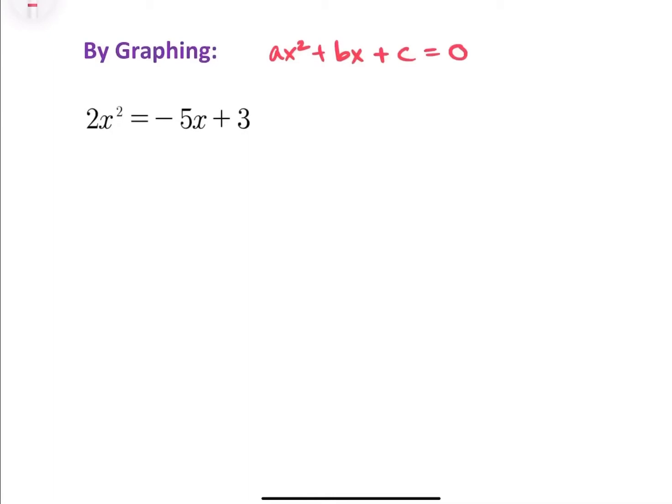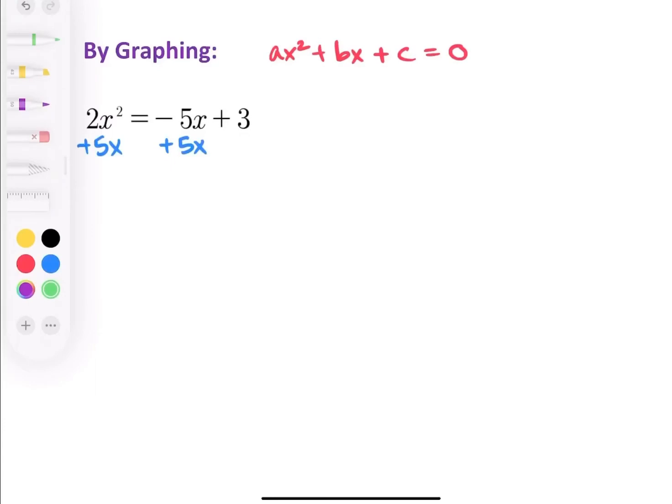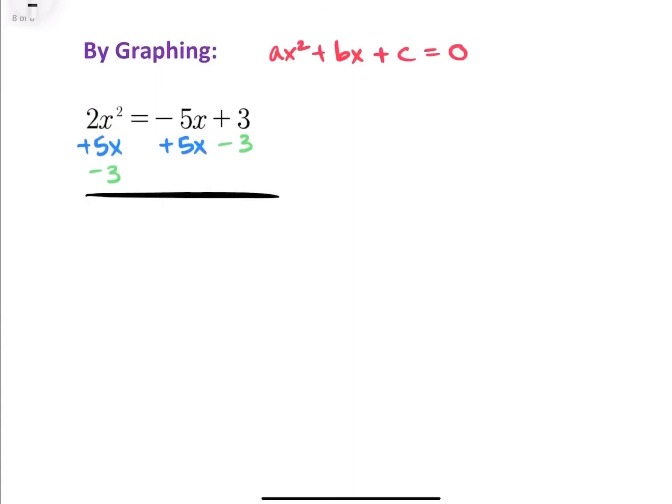Now we want to make sure that our a value is a positive value. When we solve, we're going to try to get that negative 5x and that 3 to the other side. So it's on the wrong side here. We're going to start off by adding 5x on both sides, and then at the same time get rid of that 3 by subtracting 3 on both sides. Now the 5x and the 3 on the right will cancel each other out. And now we have 2x squared plus 5x minus 3 is equal to 0.